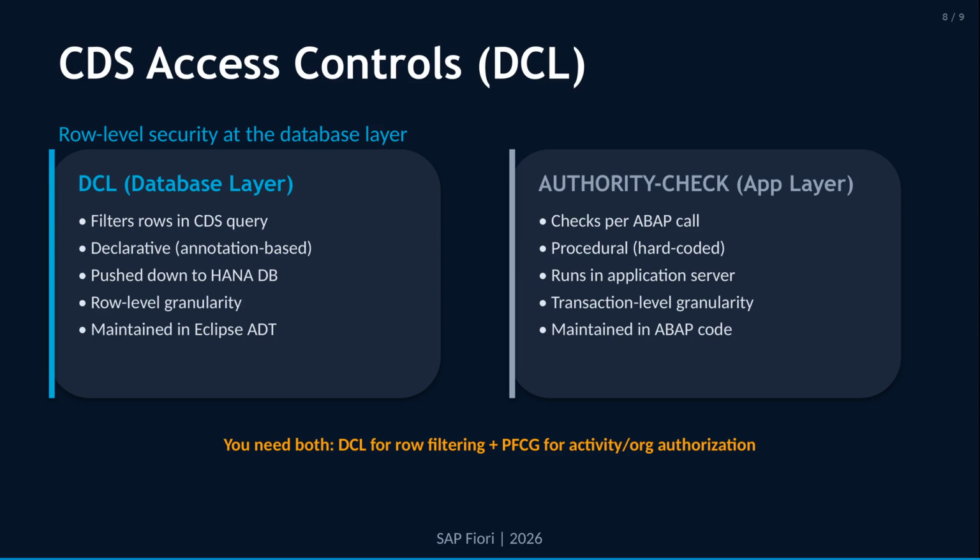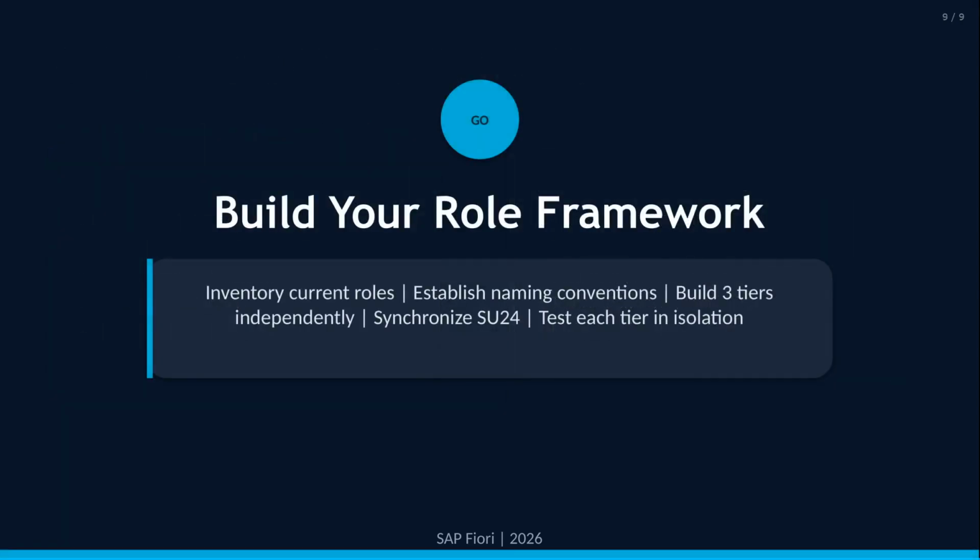DCL works alongside your business role authorizations. The business role checks, can this user access company code 1000 at the transaction level? The DCL filters the actual data rows. In practice, you need both. DCL alone is not sufficient because it does not cover all authorization scenarios, and business roles alone do not filter at the CDS query level.